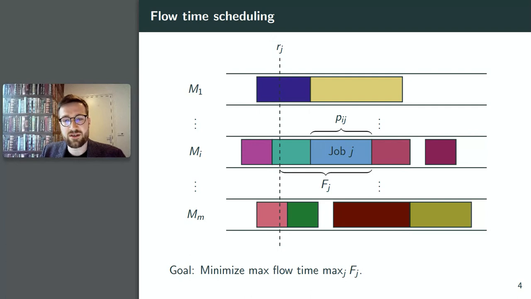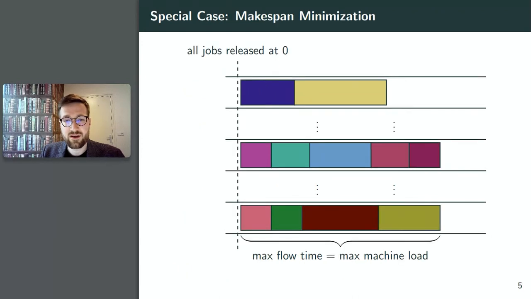A job also has a release time, and if you're given a release time and a schedule, then you can figure out the flow time of a job, which is the time between release and its completion. And like I said before, the case that we are looking at here is to minimize the maximum over all flow times of all jobs. So maybe more famous is even this special case when all jobs are released at 0. In that case, the maximum flow time is the same as the maximum completion time or the maximum machine load.